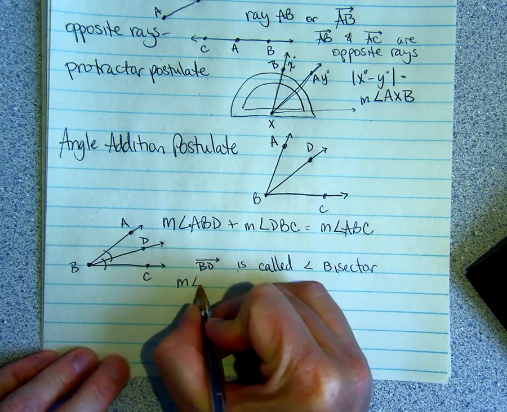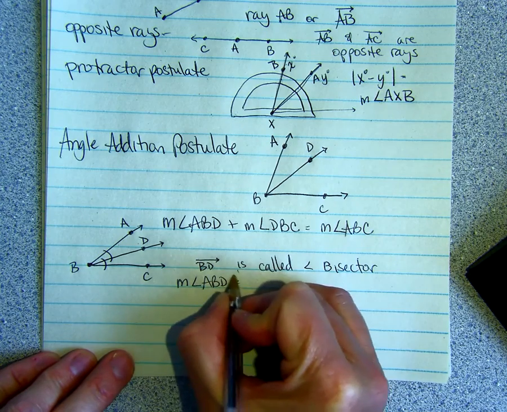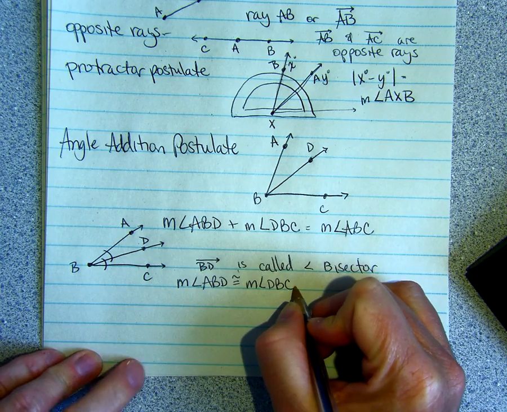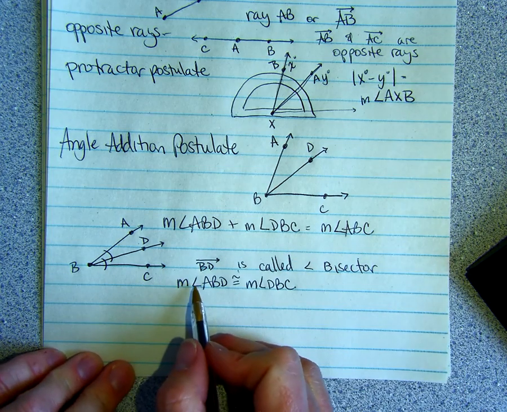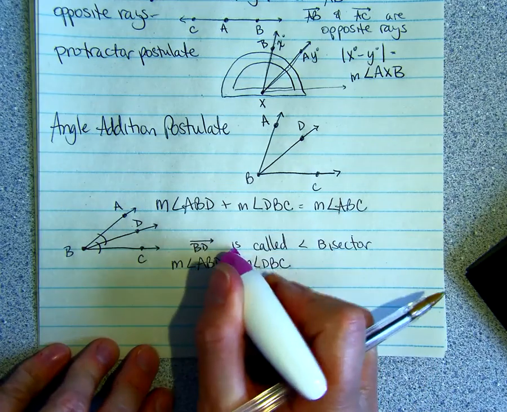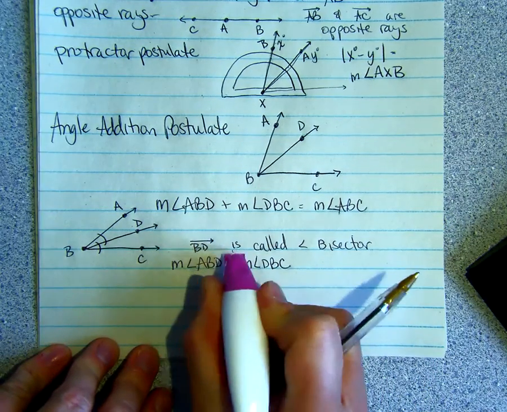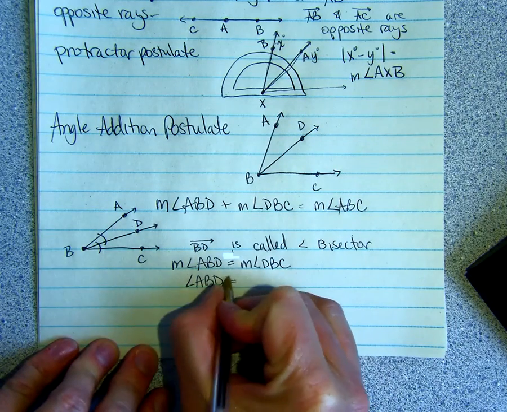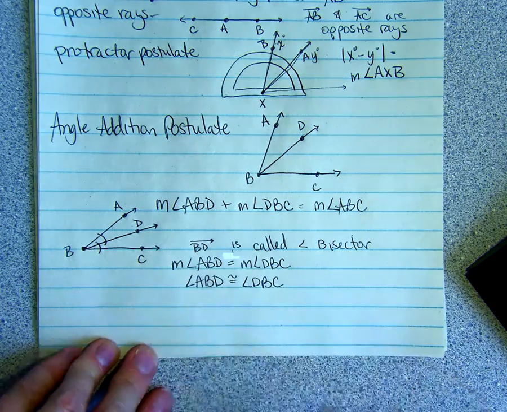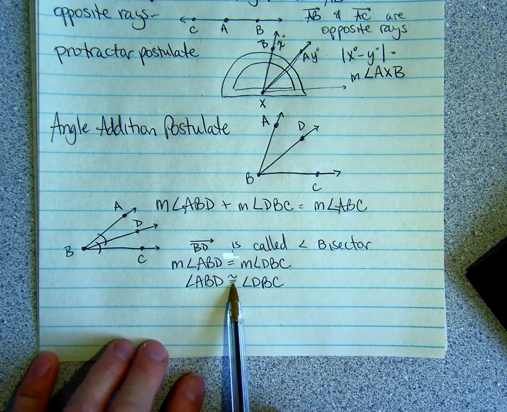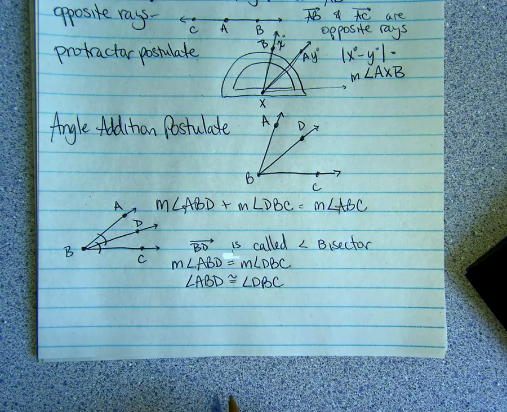So if the measure of angle ABD equals the measure of angle DBC, sorry, if the measures are equal, then the angles themselves are congruent. When we're talking about equality, we use measures, and if we're talking about congruence, we just use the names of the angles. And that's the end of lesson 3.